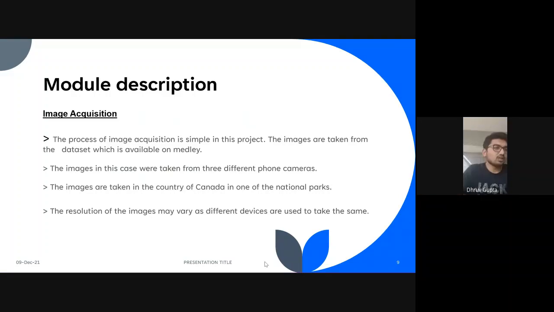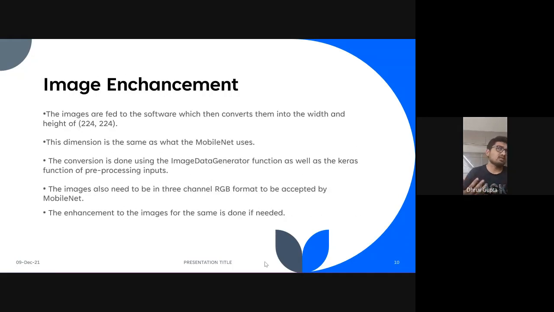Module description. Image acquisition. The process of image acquisition is simple in this project. The images are taken from the dataset, which is available on Mendeley. The images in this case were taken from three different phone cameras. The images are taken in the country of Canada in one of the national parks. The resolution of the images may vary as different devices are used to take them, and thus different colors would also be seen.